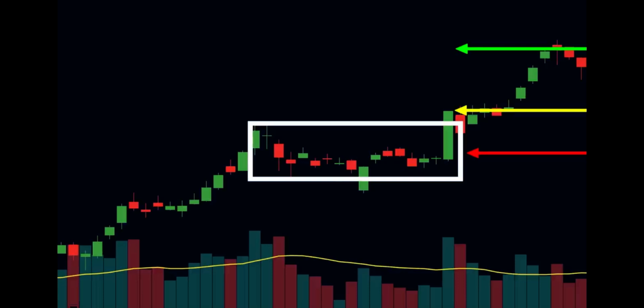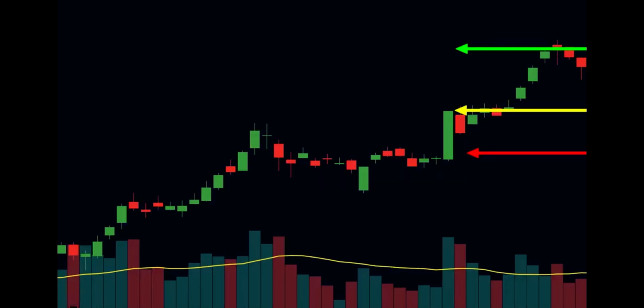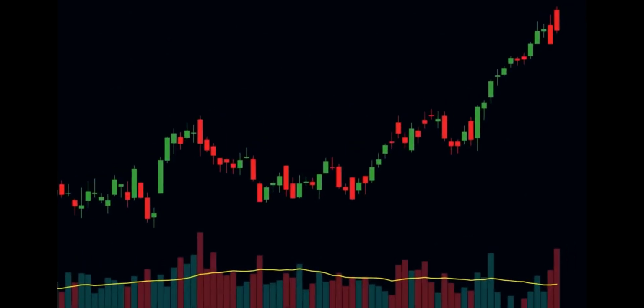And as you can see, we achieved our targets on this trade. The price move was pretty straightforward. Now let's look at another example.